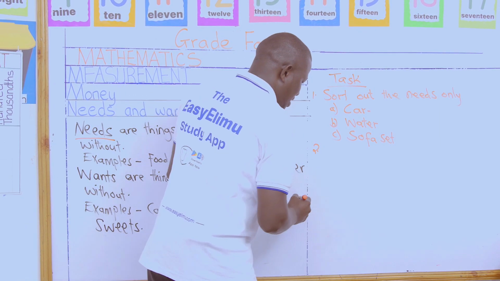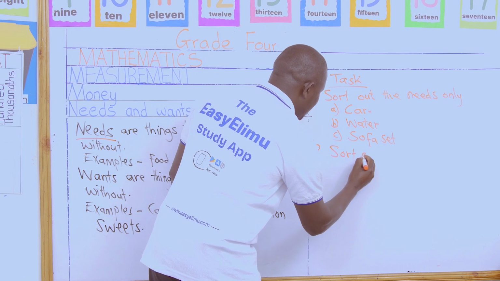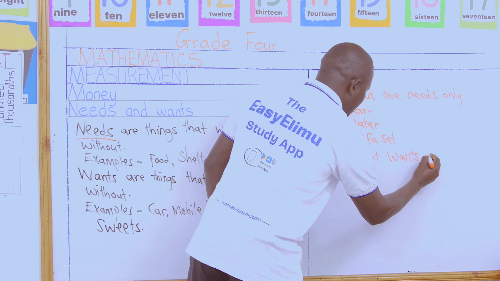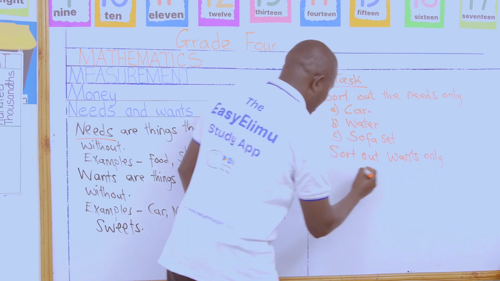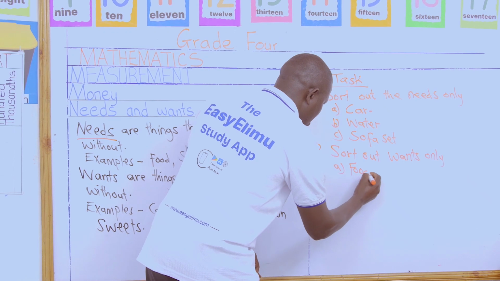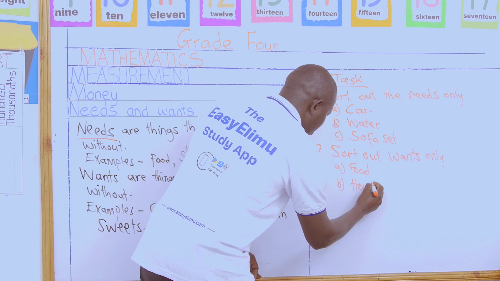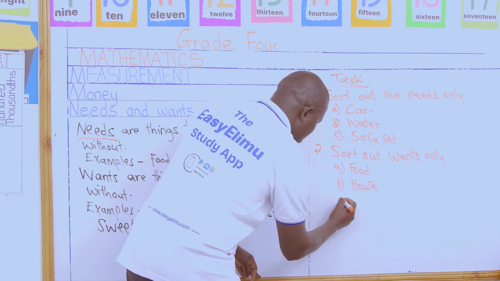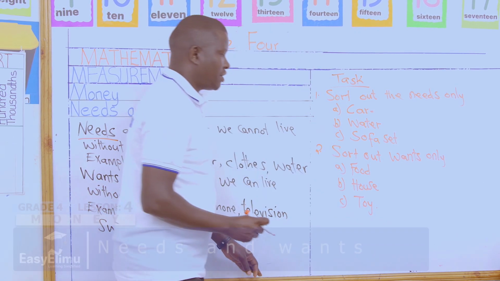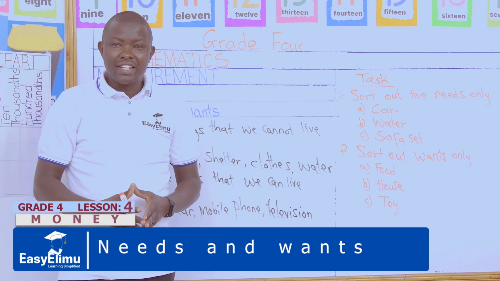Number 2, sort out wants only. The first one, we have food. Another one, we have a house. Another one, we have a toy. Out of the 3, which one is a want?